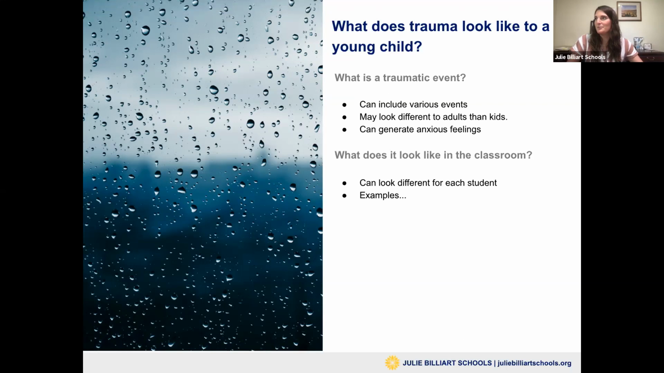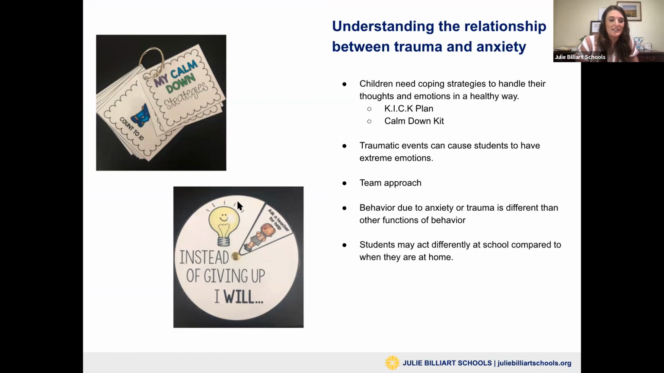So next, understanding the relationship between trauma and anxiety. Danielle talked a little bit about what that anxiety can look like after a traumatic event. But I think the most important thing to remember is that it's going to look different for each child. Because it looks so different for every child, and every child has their individual reactions to a problem, there are definitely different coping strategies that children can use in order to handle their thoughts and emotions in a healthy way.